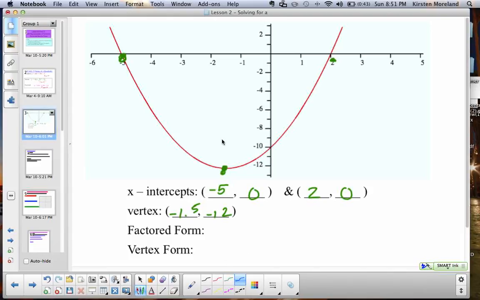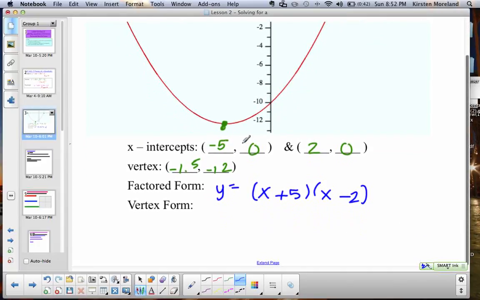It's just a decimal. So if I wanted to write it in factored form, it's going to look something like this with two parentheses. X, and remember it's x minus r, root 1 and root 2. Remember it's the opposite sign from yesterday. So if it was a -5, it's really a +5. And if it was a +2, it's really a -2.